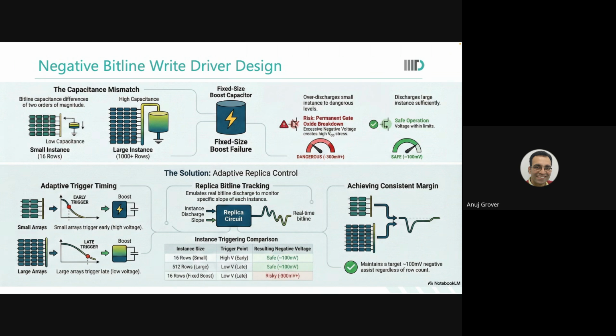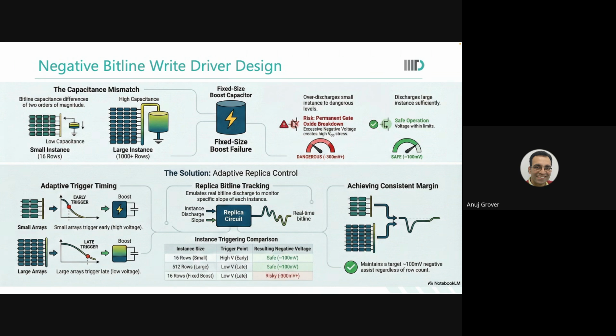Because if we have a larger array, the capacitance of the bitlines will be higher. So the slope at which the voltage decreases will be less steep, flat and slow. And if we trigger those negative bitlines later, even then we'll be able to reach a particular negative voltage. But if we have a higher slope and we trigger at the same time, then the negative voltage that will be reached will be much more in the negative direction, so that can cause problems.